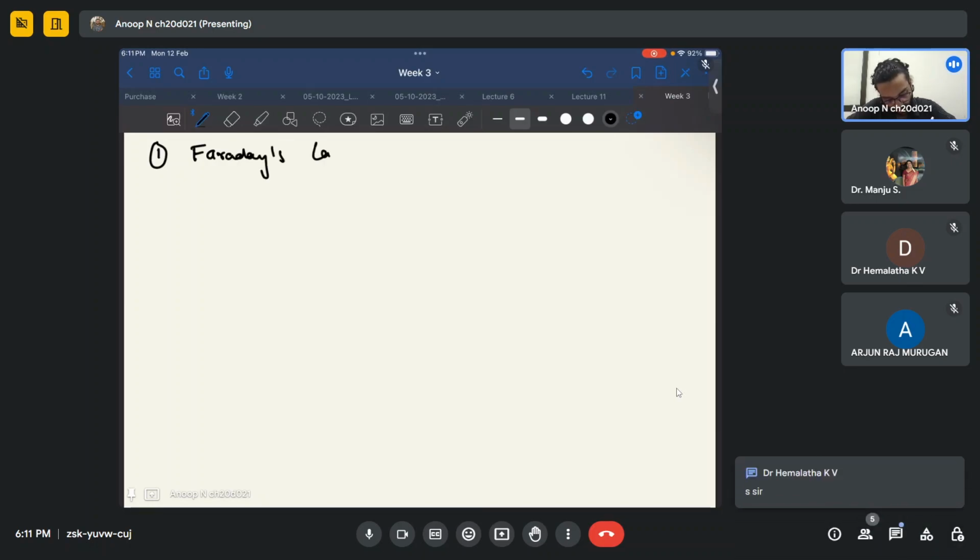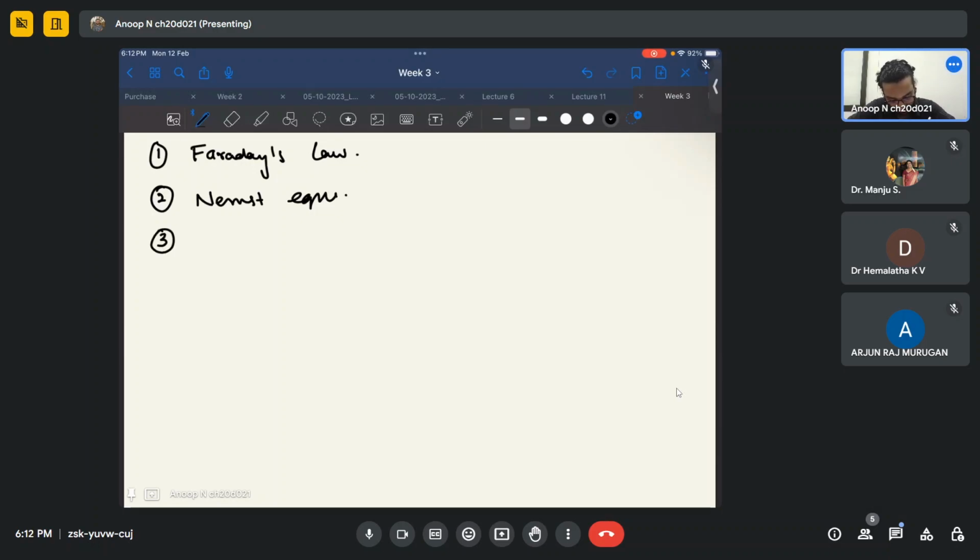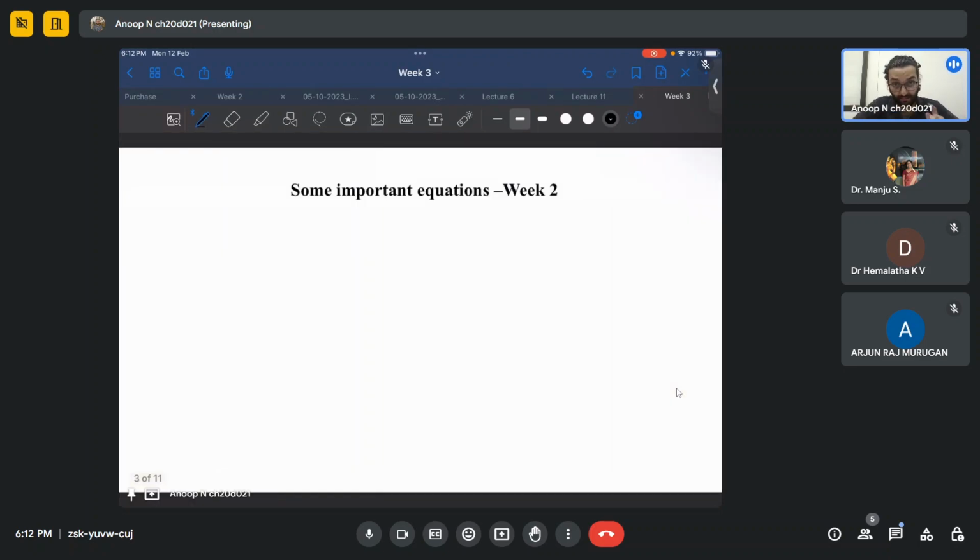Faraday's law. Second week we were seeing the Nernst equation. Also third week, Nernst equation only. Then we are progressing towards titration, potentiometric titrations. So let's rewind what we have seen in week two.